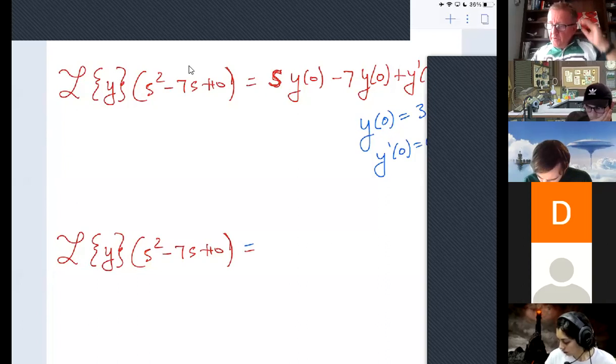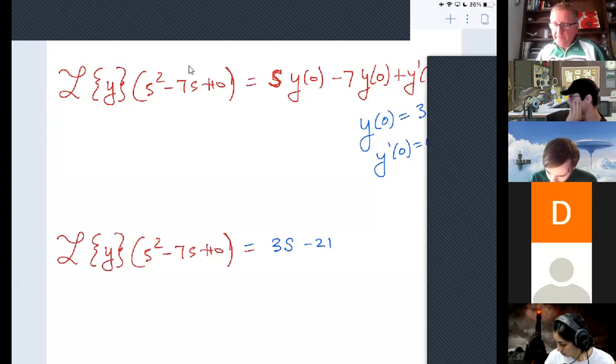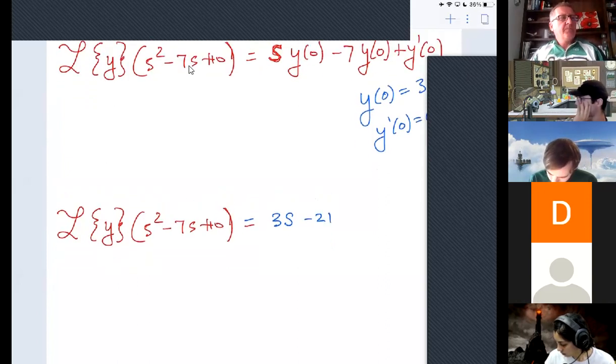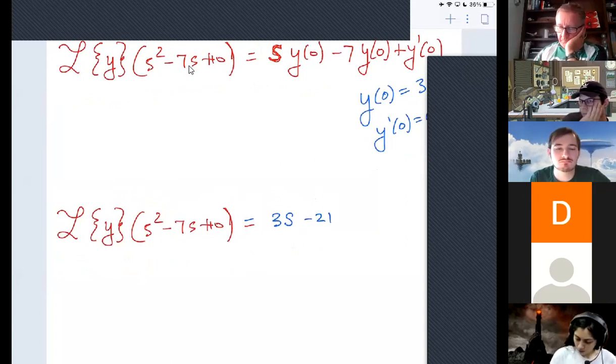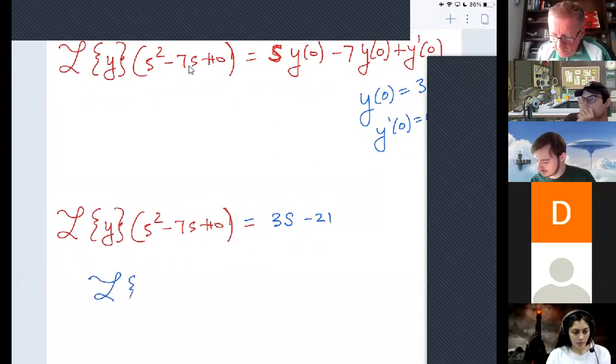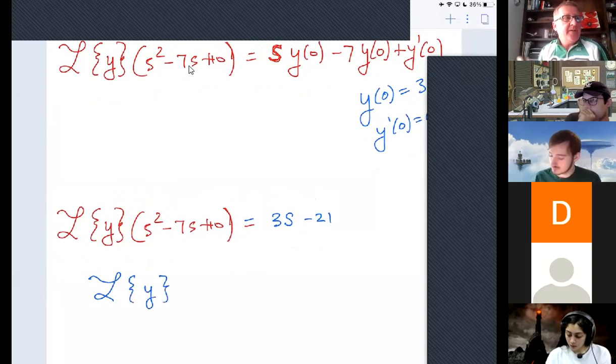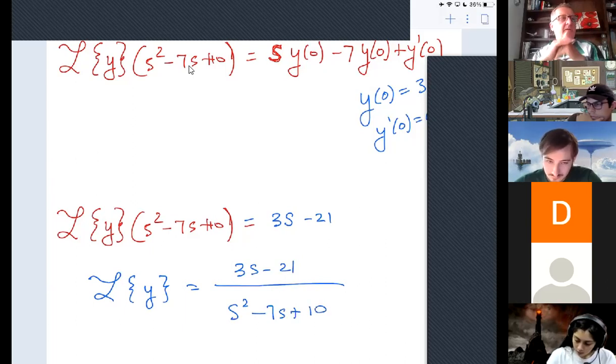So if y of 0 is 3, then isn't this 3s minus 7 times 3, which is minus 21, and then y prime of 0 is 0. So do you agree that that's what I have now? You okay? Yeah, it looks good. Okay, so then I could say the Laplace transform of y, which we still don't really understand how to do, right? But then wouldn't that be equal to 3s minus 21 over s squared minus 7s plus 10? Like if I divided it over?